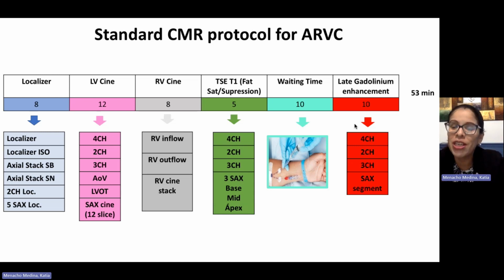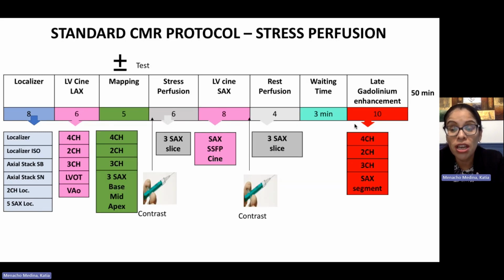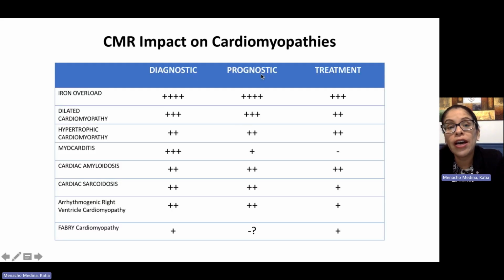But if the patient has an arrhythmia, is a poor breath holder, or is claustrophobic, we may face a scan that is even more than 1 hour, and it can be more difficult for the patient to stay in that position for such a long time. So those are the general protocols that we need to face on most of our days working in the cardiac MRI unit.